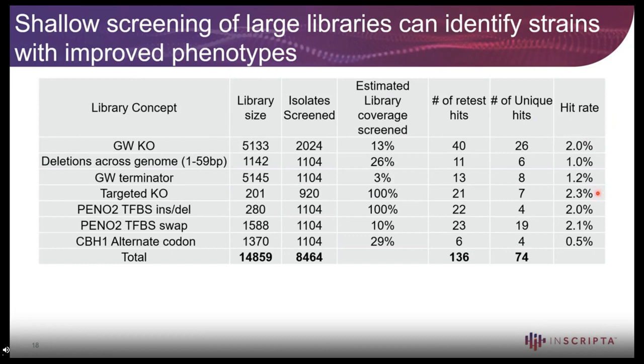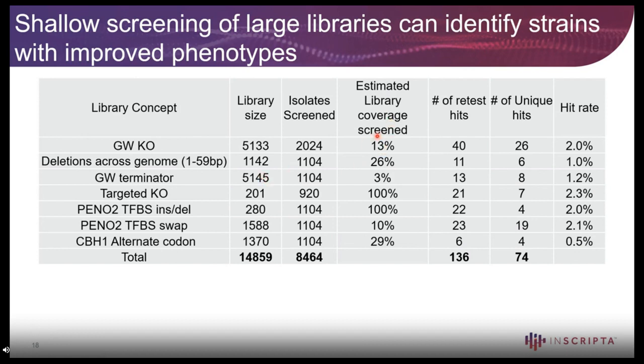And the hit rate can give you an idea of how fruitful that particular library is in identifying hits. So with a low hit rate of about 0.5%, the CBH1 alternate codon library, even though that's a somewhat low hit rate, we're still able to identify hits from that. And one of the important points that I wanted to bring up here is that shallow screening of large libraries can identify strains with improved phenotype.